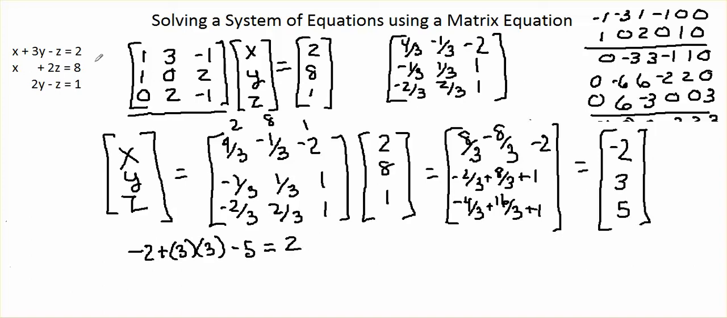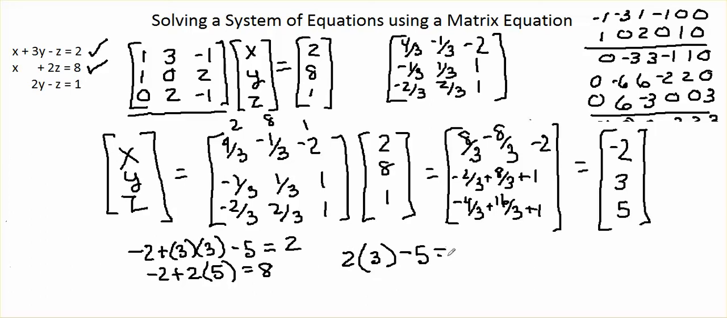And that checks out. How about the middle equation? -2 plus 2 times 5. That's 10. Minus 2 is 8. That one checks out. And let's test the last one. 2 times 3 minus 5 equals 2 times 3 is 6 minus 5 is 1. And that checks out. Our x, y, and z ordered pair is -2, 3, and 5.